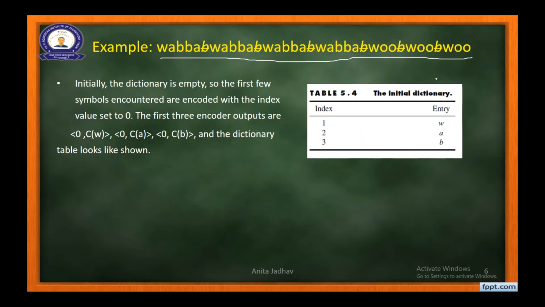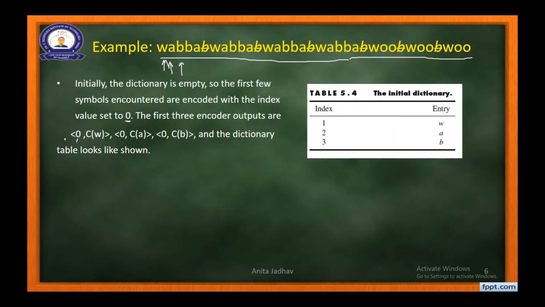So this is the example which is given to us, and the initial dictionary has been mentioned here. The initial dictionary is empty. So the first few symbols encountered are coded with the index value set to 0. I hope this was mentioned in the last slide. The first three symbols, if you check here, are W, A, and then B. These symbols will be sent as 0, since you don't find any match. The letters are not there in the dictionary, and then you write that letter in the dictionary.